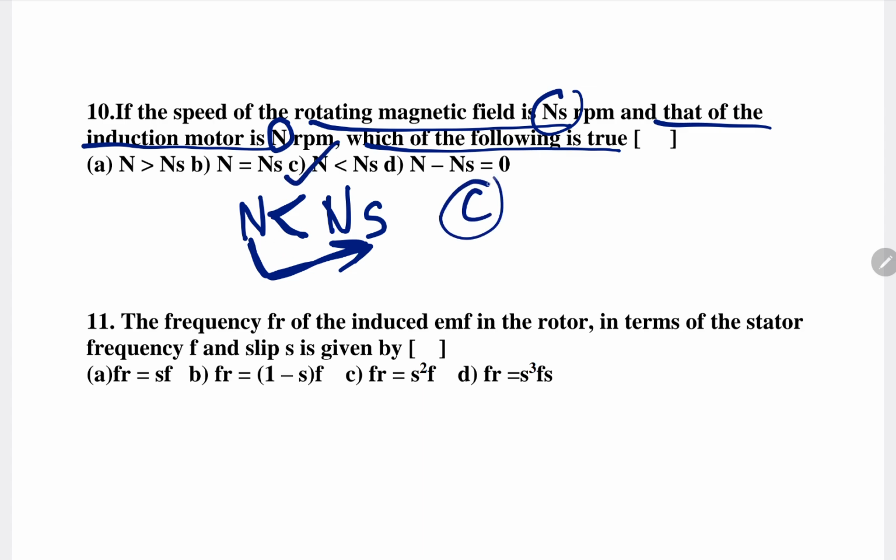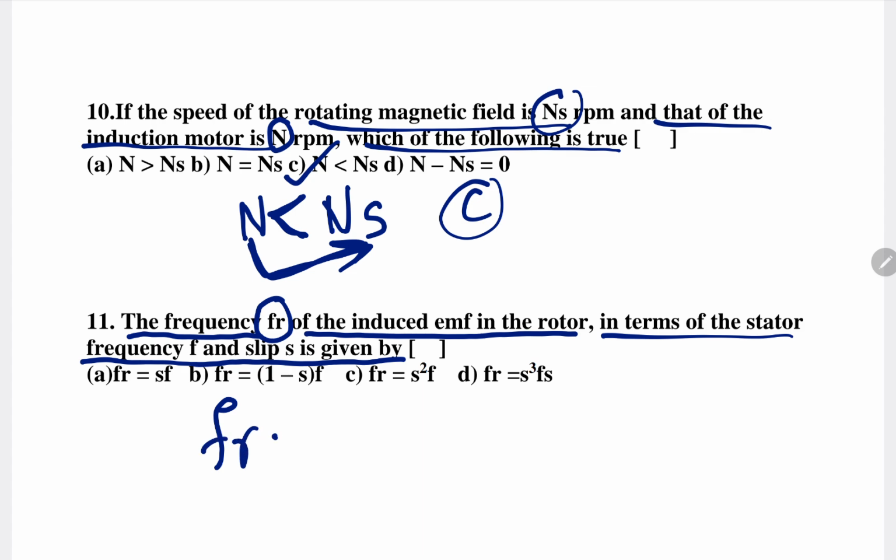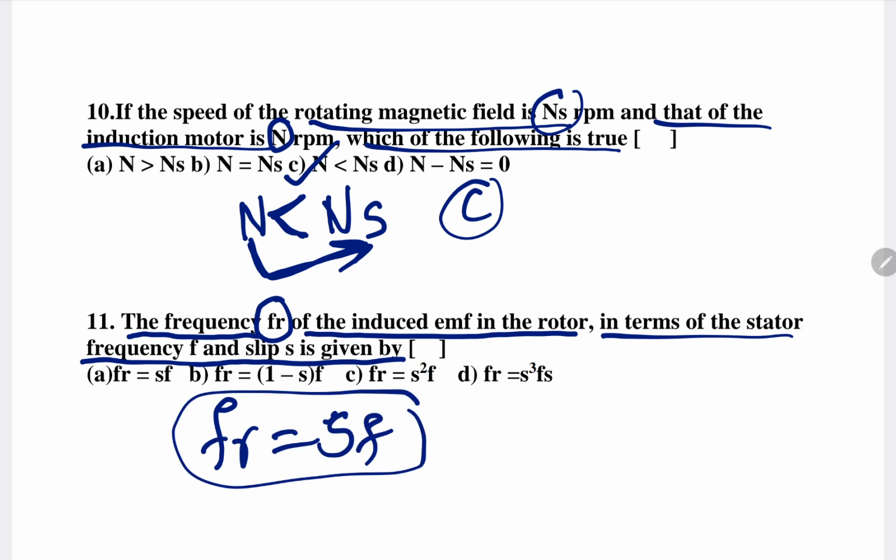So answer is C. The frequency fr of the induced EMF in the rotor. So rotor frequency in terms of the stator frequency and slip. So already we told, very important formula, fr is equal to s into f.